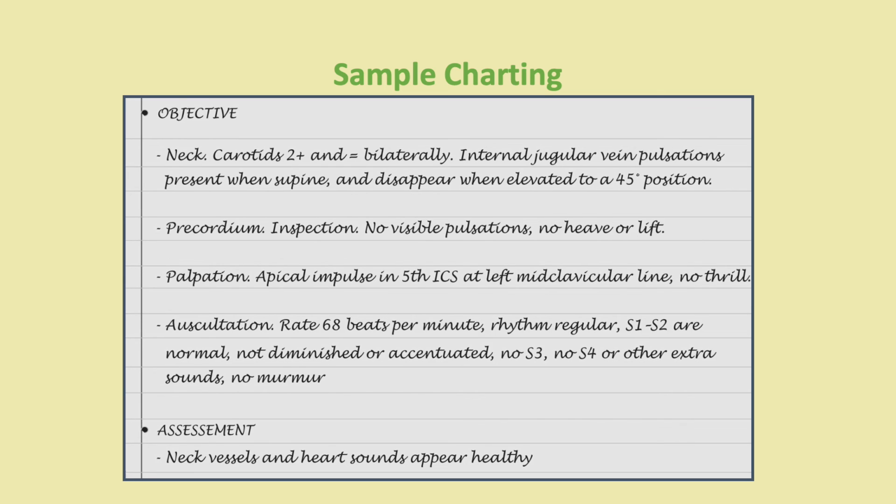Internal jugular vein pulsations are present when the patient is supine, but they disappear when elevated to a 45-degree position. So you notice that they didn't measure because there was no elevation or distension. Inspection of the precordium shows no visible pulsations, no heaves or lifts. When you palpate, you do note the apical impulse in the 5th intercostal space at the left midclavicular line, and there's no thrills present. When you auscultated, you noted that the heart is beating at 68 beats per minute, regular rhythm, and you hear S1 and S2 normally.